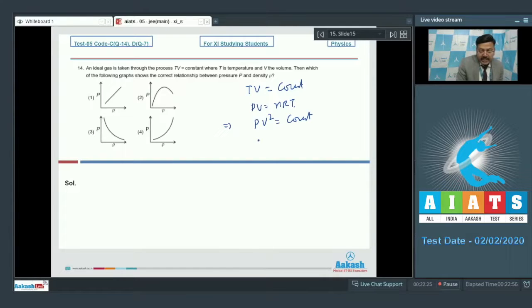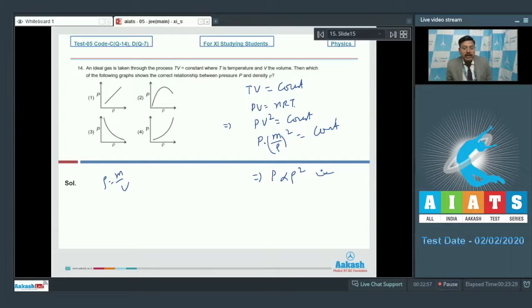So we can say that density is mass by volume. So volume can be written as mass by density. So that means P into mass by density whole square is a constant, right? So P into mass by density square is a constant, or since mass is going to be constant anyway, so basically we have P is proportional to rho square. In fact, the given equation transforms to P is proportional to rho square, and among all the graphs, option 4 is matching with this equation. So option 4 is correct for question 14. Let's go to the next question now.